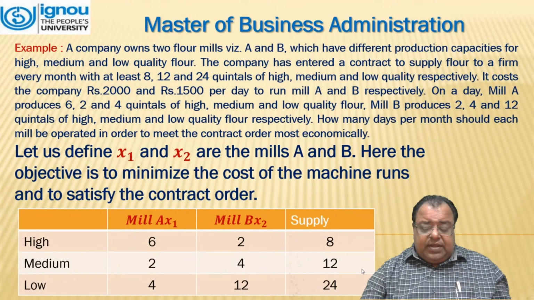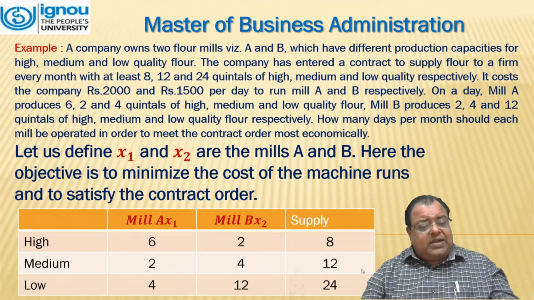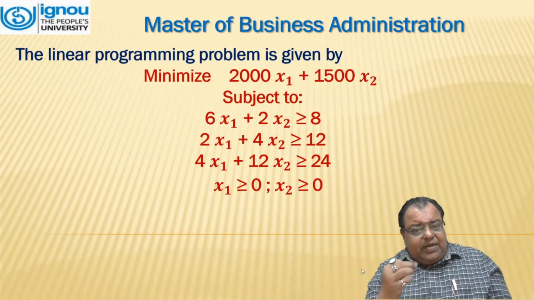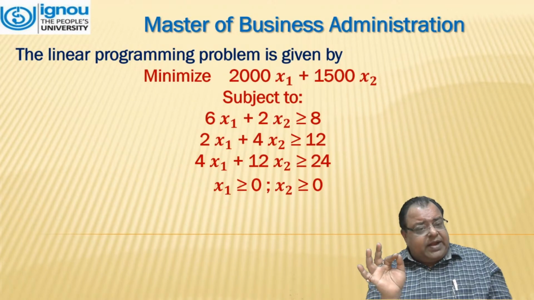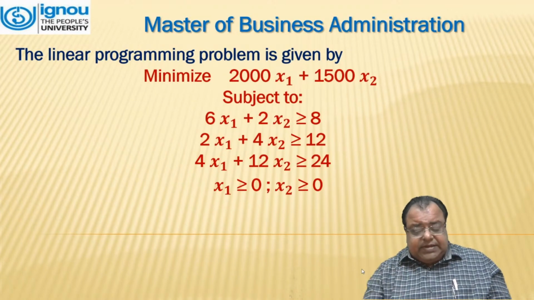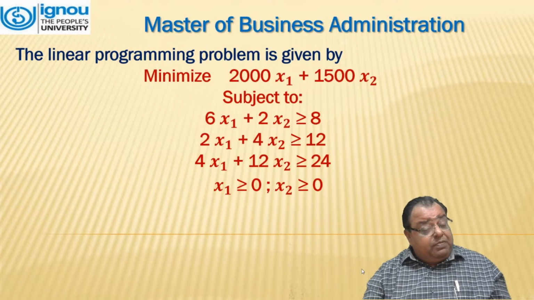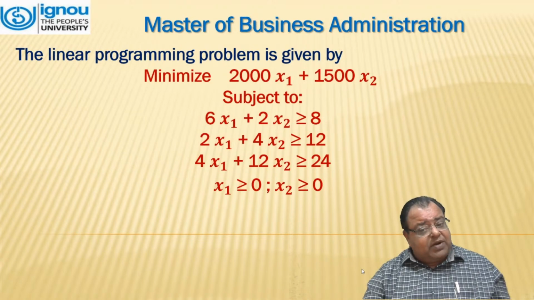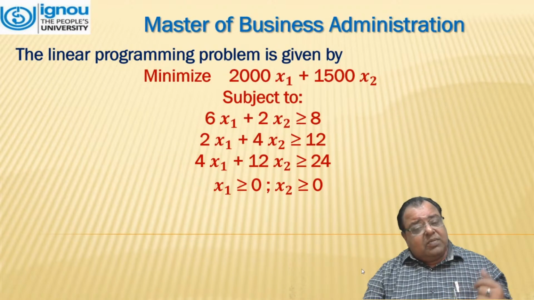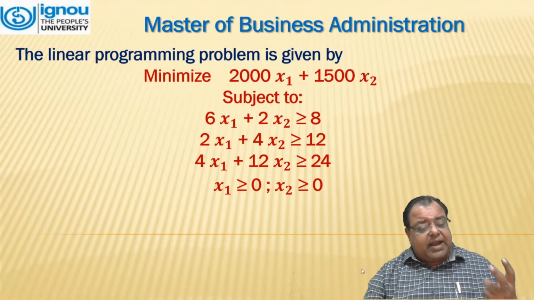After this, the second step is to convert this information into inequations. What we will be doing? We have to minimize 2000x1 plus 1500x2, subject to 6x1 plus 2x2 greater than or equal to 8, 2x1 plus 4x2 greater than or equal to 12, 4x1 plus 12x2 greater than or equal to 24, and x1 and x2 both will be non-negative, that means they will be greater than or equal to 0.